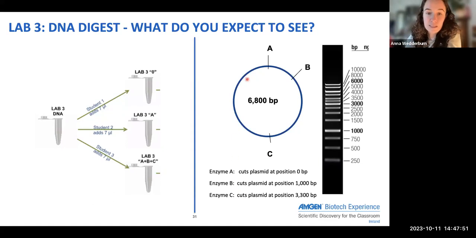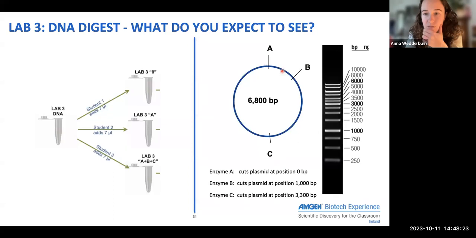For 3ABC, this plasmid is going to get cut at A, B, and C. So we'd expect to see 3 lines, and we can predict what size those bands will be as well. Because this is cut at 0, this is cut at 1,000. So the first line will be 1,000 base pairs. This is cut at 1,000, this is cut at 2,300. So this line that we see next would be 2,300. And then we'd also get to see the third line, which goes from C to A.